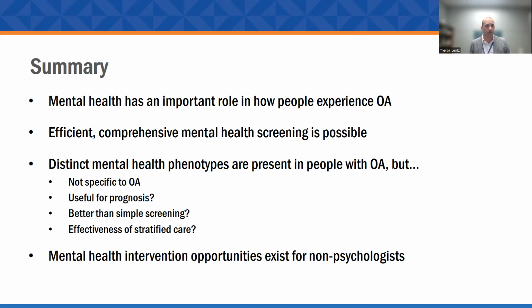We do have efficient and comprehensive mental health screening tools. The OstePro is really designed to be one of those. There are a number of other tools that are out there to do that. Distinct mental health phenotypes are present in people with osteoarthritis.